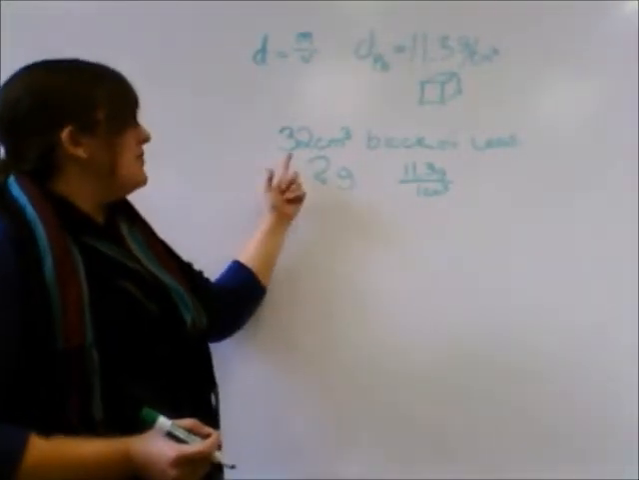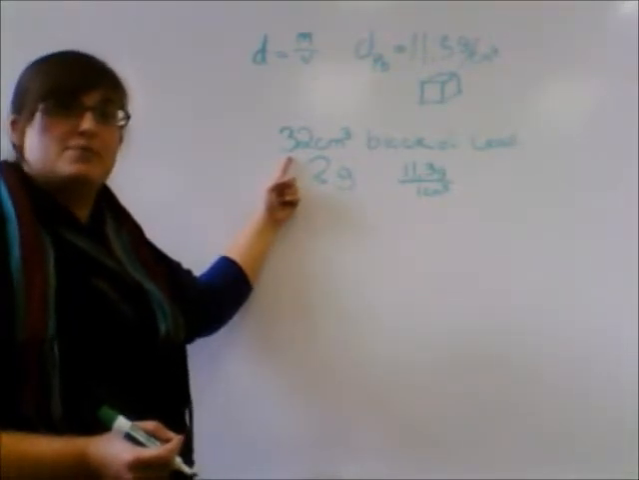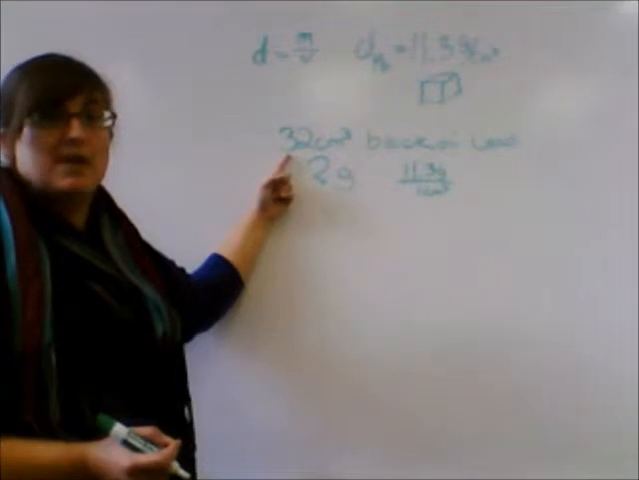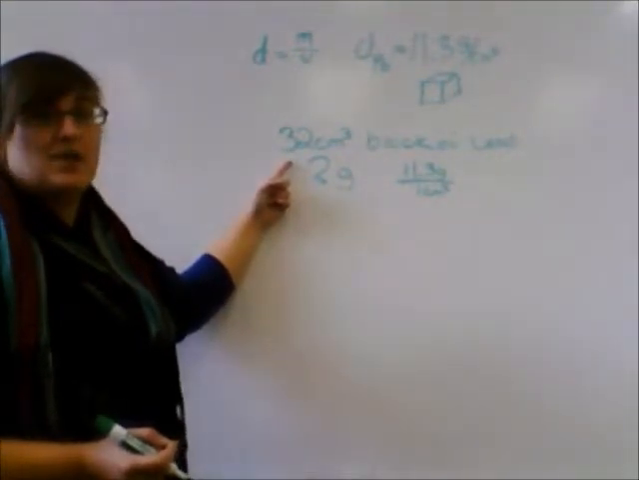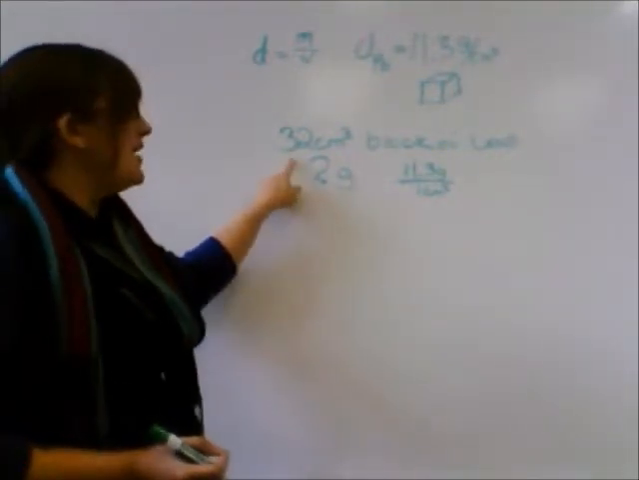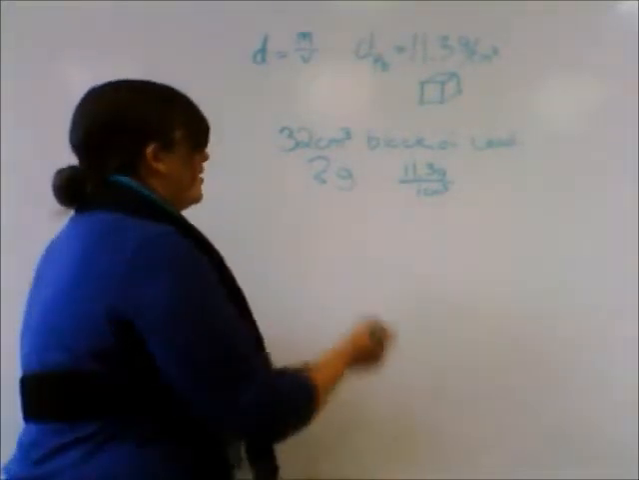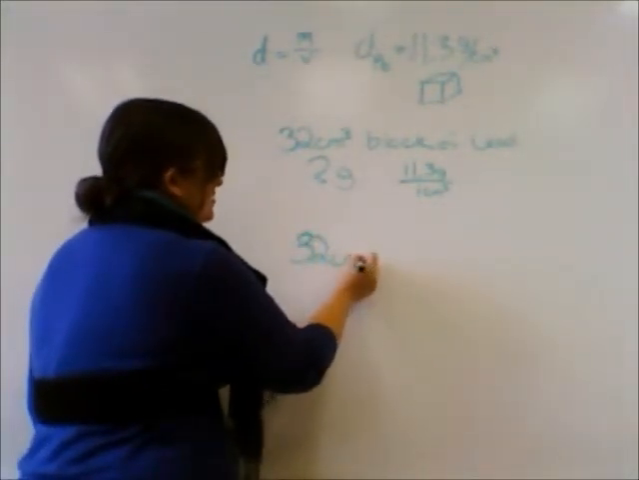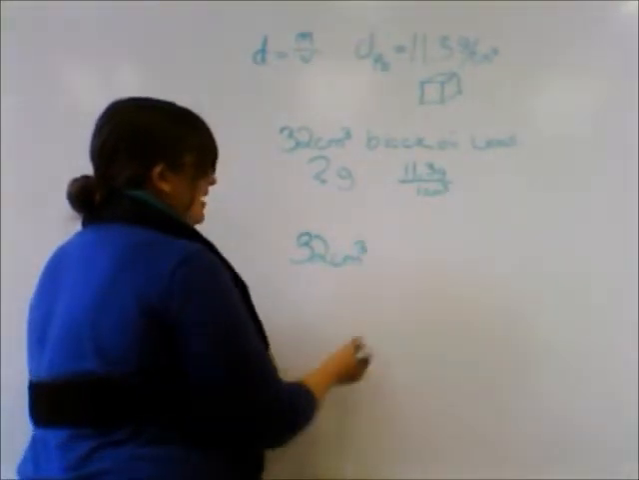So now we know that we have our 32 centimeters cubed, my apologies. That is going to be our known this time. So we take our known, or our given, and we put it on our left. So we've got 32 centimeters cubed, okay?